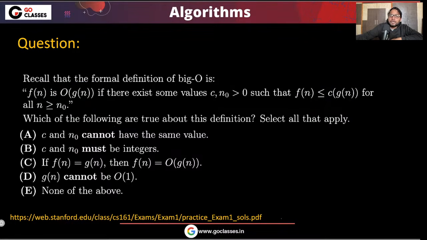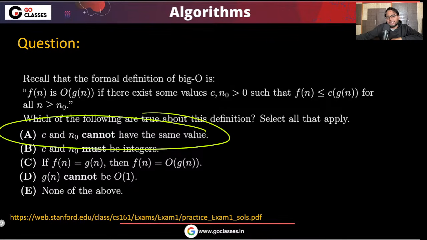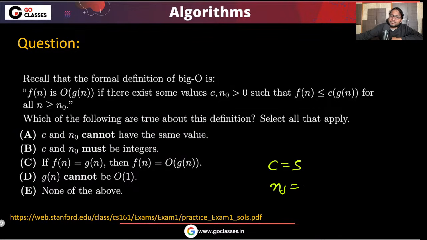Then which of the following is true about this definition? Select all that apply. C and n naught cannot have the same value. Is there any condition that c and n naught cannot have the same value, or they can have the same value? Is there any condition in this definition? We have seen that c could be 5, n naught could be 5, right? They can have the same value, doesn't matter. They can definitely have. So that's false. C and n naught must be integers. No, c could be 1 upon 100 or anything, right? No, it is not the case.